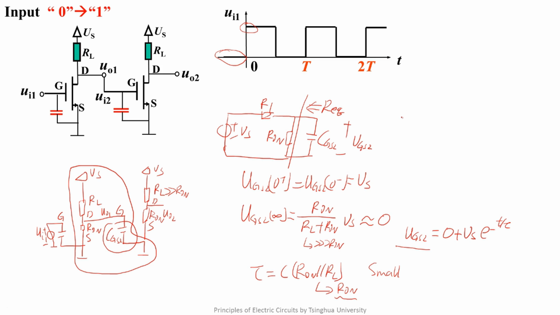We need to point out in this discussion that we suppose the cycle of the signal T is far greater than tau, which means the whole transient process is over in such a time period.